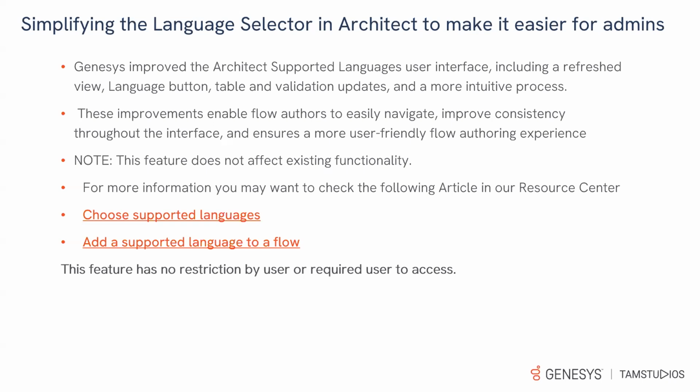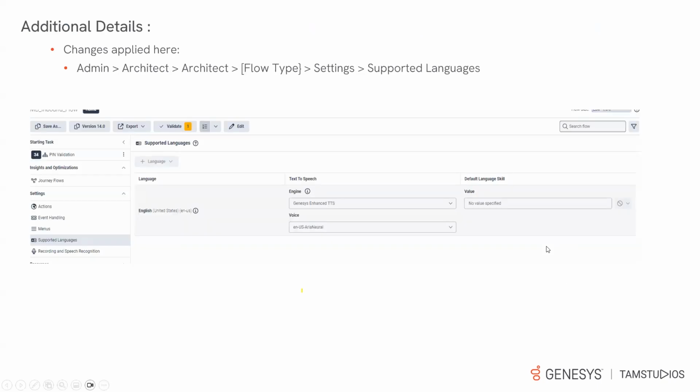For more information, you may want to visit our resource center, then look for choose supported languages and add a supported language to a flow. This feature has no restriction by user or required user to access as well. For additional details, this is where we made the changes. You can check it by navigating through admin, architect, selecting the flow that you want to edit, then under the flow, go to settings, then supported language.